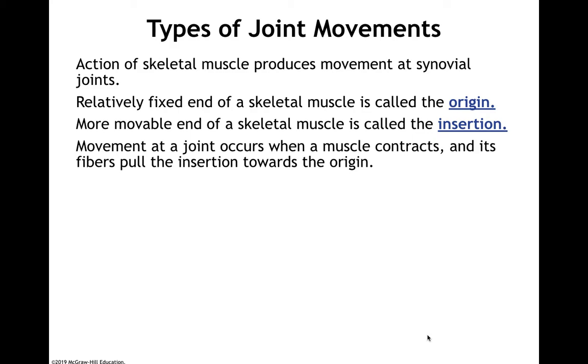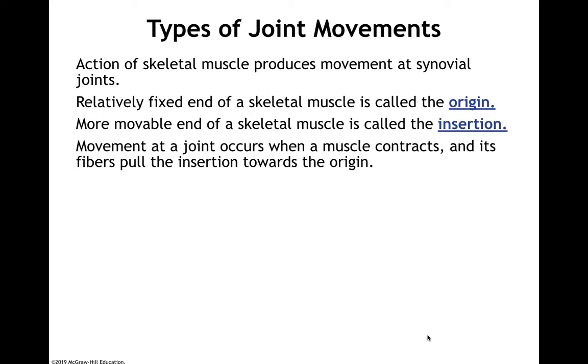joints. So the action of those skeletal muscles on the levers of the bones produce movement, especially in synovial joints. It's going to be relative to a fixed end of the skeletal muscle. That's a part of the muscle that's on a bone that is not going to move, called the origin. And then the other side of the muscle is connected to a bone that will move, and that is called the insertion. And movement at a joint will occur when a muscle contracts, gets forcibly shorter, and its fibers will pull the insertion toward the origin.